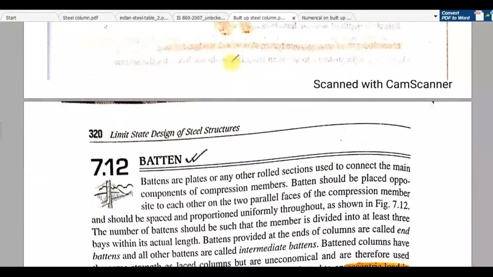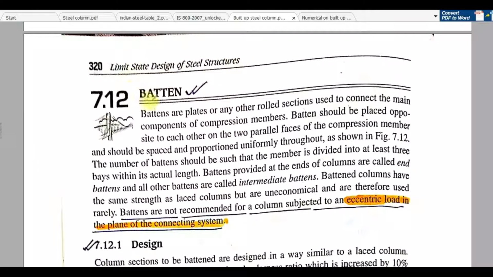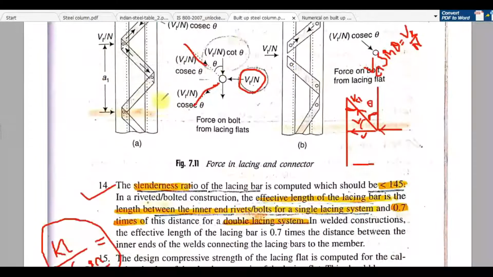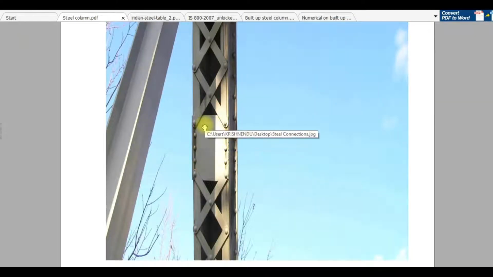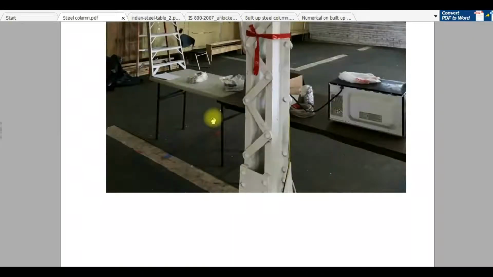And then we will understand the batten design. So what is a batten? A batten is basically provided at the bottom. If you see the picture here, you can see this is a batten. Batten is provided at intermediate heights, and somewhere it is provided at the bottom, you see here. So you have to design this batten also, and find its thickness, width, and connections. So in the third part of this built up column we will complete that part.